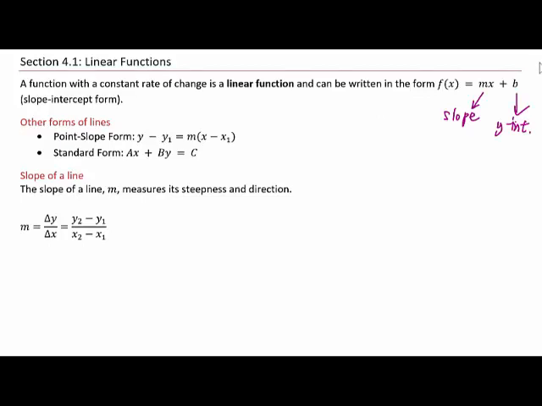Well, we have some other forms of lines, and so one is point-slope form, which is y minus y1 is equal to m times x minus x1, where m again is the slope, but a point on the graph is x1, y1. Another form is standard form, which is ax plus by is equal to c. And standard form is typically helpful if you're trying to find the intercepts.